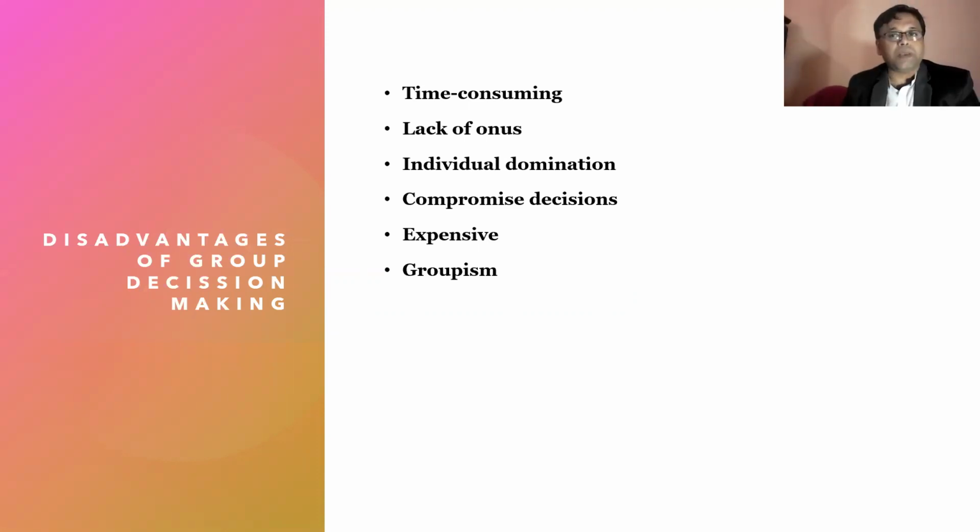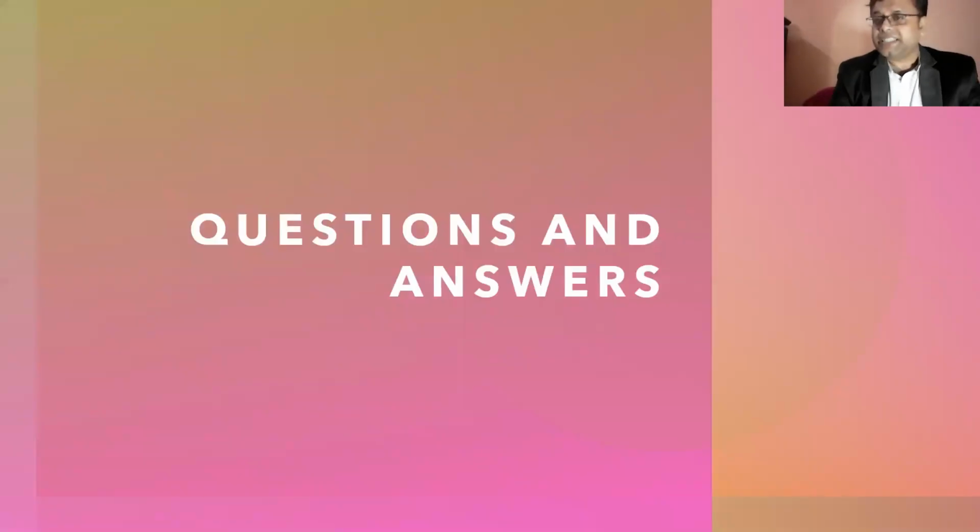Lack of ownership: as you are taking the decision in a group, the ownership or accountability for your decision is less. Individual domination: if there is a very dominant person in the group, there is a chance they will be dominating. Compromise of the decision sometimes happens because of group pressure. And it is expensive, definitely, because time is money, it takes time, and we are hiring the experts, so that is also expensive. And within the group there may be subgroups that may create groupism, so that is also a problem, right?